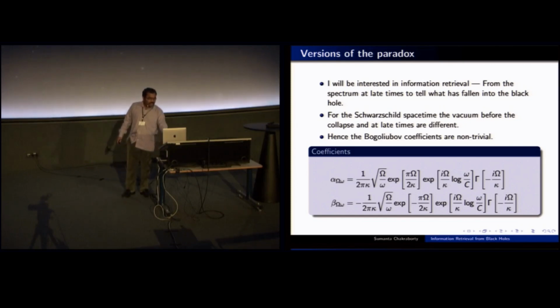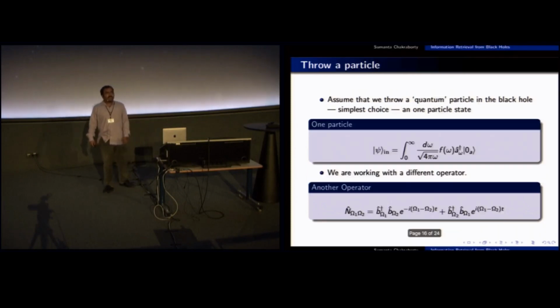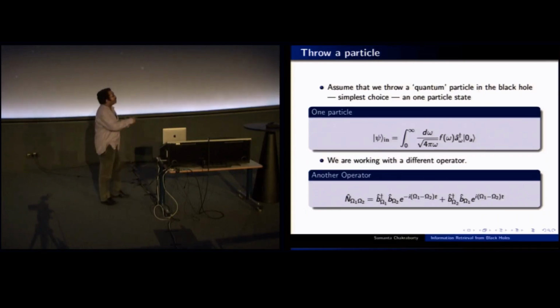So what I will do is throw a particle, now not of course a classical particle, but a quantum particle. I will try to describe that quantum particle by a one particle state. So this is my psi in, and this function f of omega is at my hand. Essentially, all the information about the particular particle is in that function f of omega. So the idea is, given the thermal spectrum that I have, can I construct or recover this function f of omega from that particular situation?